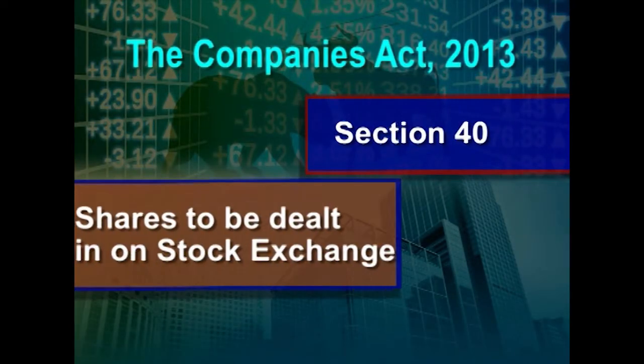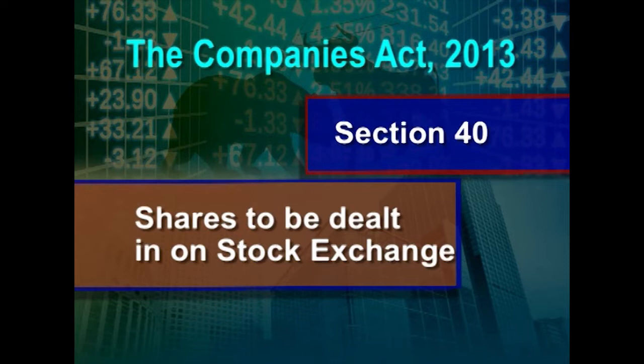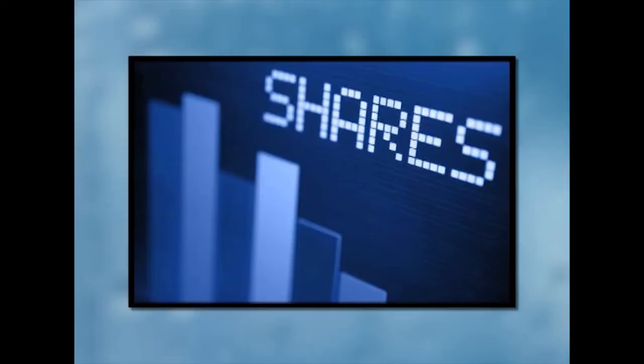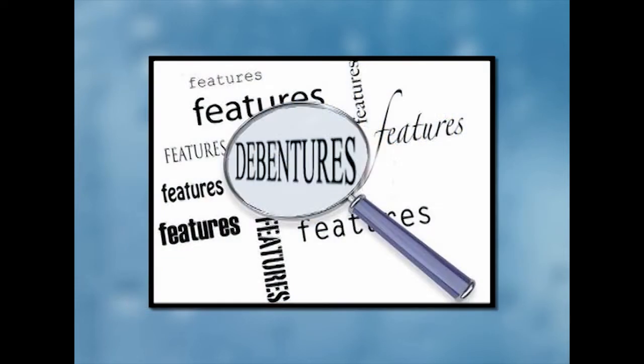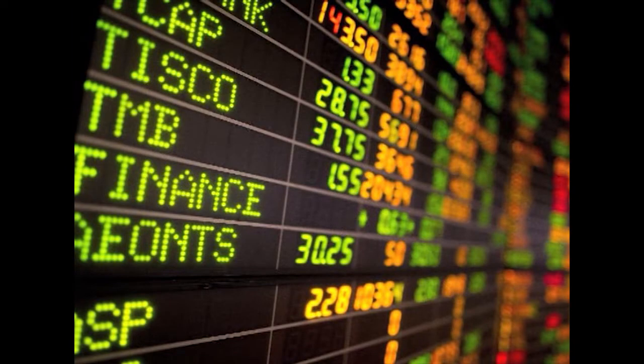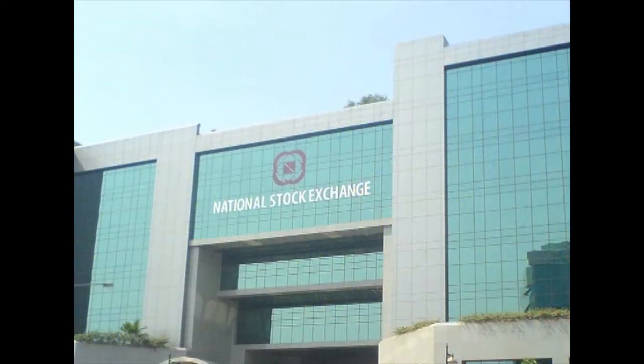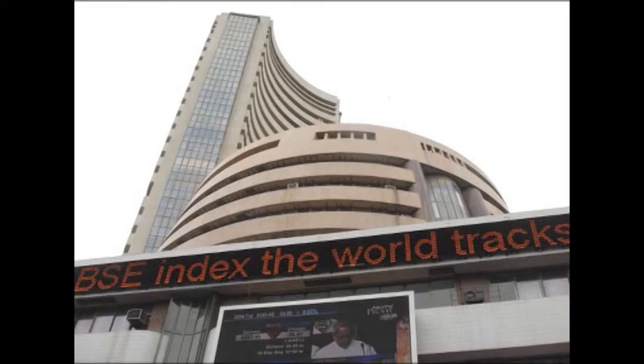Section 40. Shares to be dealt in on stock exchange. Every company intending to offer shares or debentures to the public by the issue of a prospectus has to make an application before the issue to any one or more of the recognized stock exchanges for permission for the shares or debentures to be dealt with at the exchange. This is known as listing. Stock exchanges charge their fee for listing agreements.